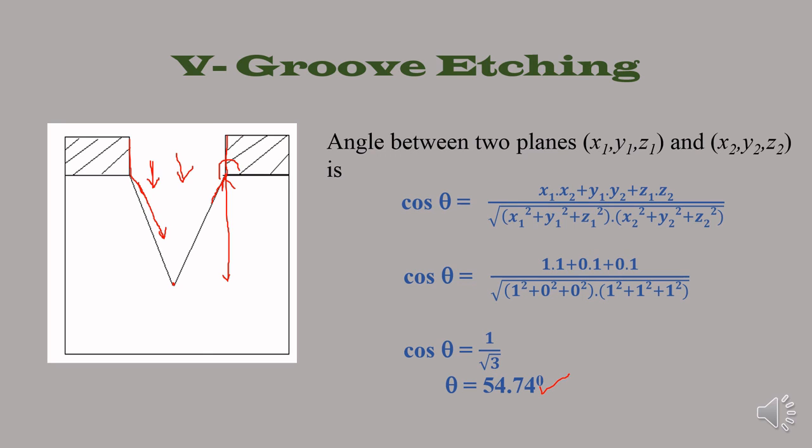This is a very important observation of the 111 plane. This process is called V-groove etching. This V-groove etching has various interesting applications in VLSI technology. We talk about those topics in another slide. So here we end today's session.